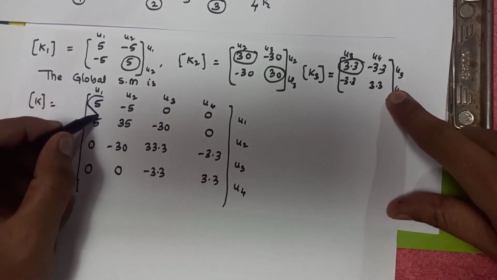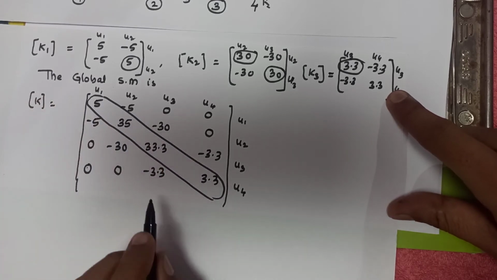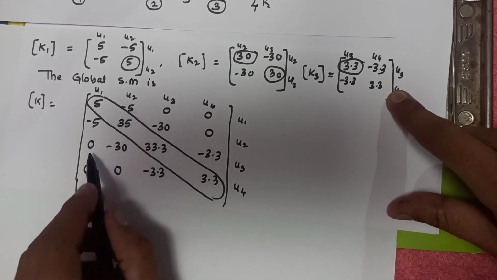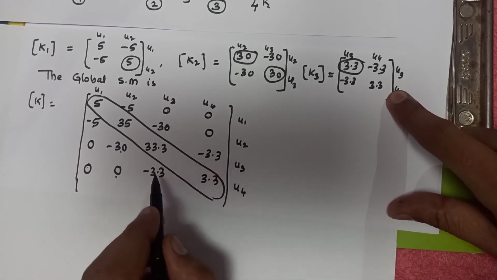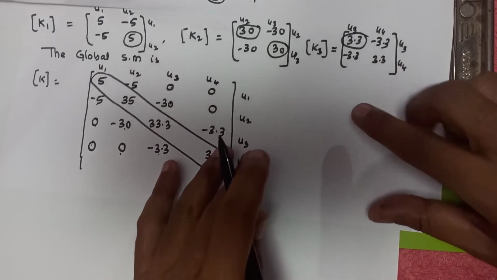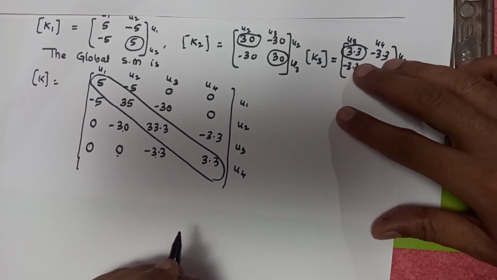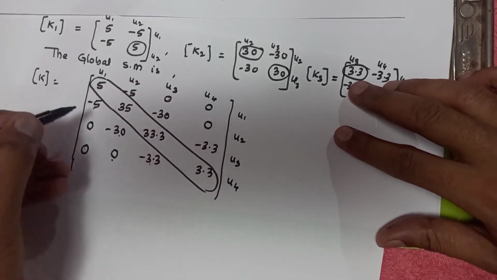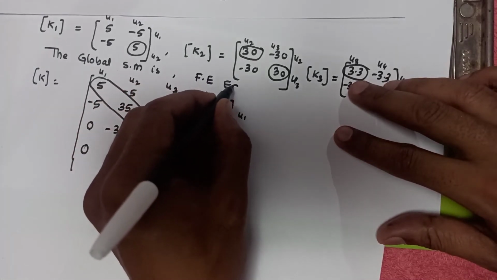So now in the diagonal, it will be a symmetric matrix, you can check. So -5, 5, 0, 0, -30, 30, -30, so 0, 0, -3.3, -3.3. So it is a symmetric matrix. Okay, so after calculating the global stiffness matrix, then we will go for the finite element equation. In the next step you have to write the finite element equation.